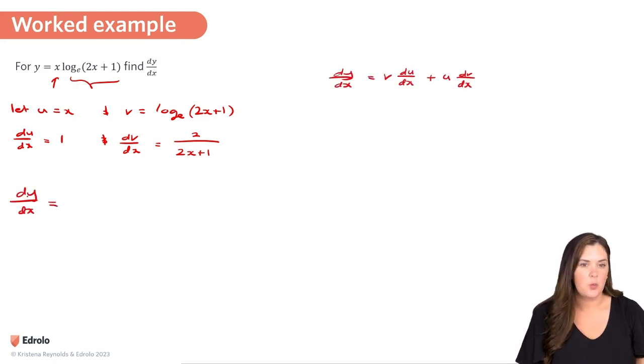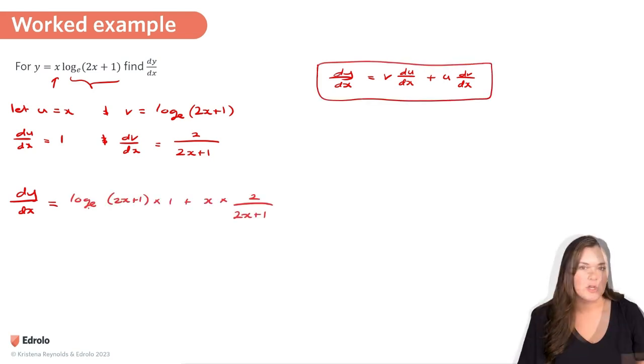So now differentiating y, I have dy dx, and I'm just going to substitute everything that I have into the rule at the top here. So we have our v function first, so the log e 2x plus 1, multiplied by the derivative of u, which was 1. And then we're adding just our u function, so just x, multiplied by the derivative of v, so the 2 over 2x plus 1.